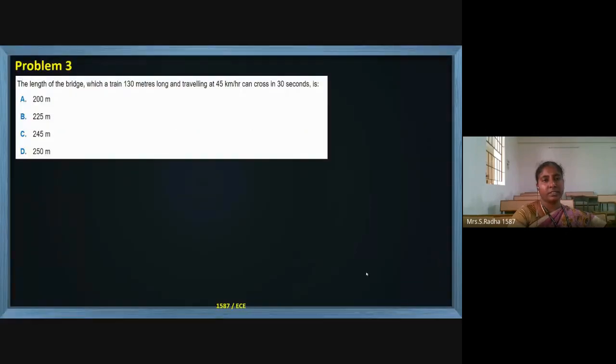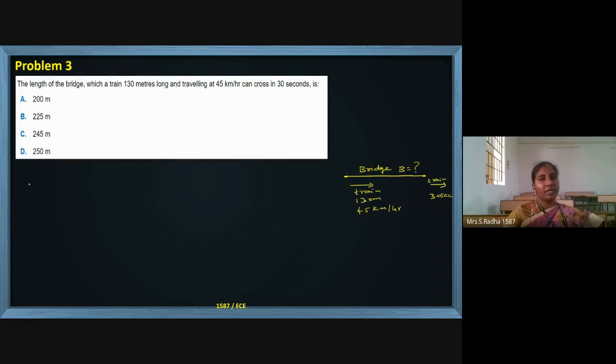The length of the bridge, which a train 130-meter long and traveling at 45 kilometer per hour can cross in 30 seconds is. So there is a bridge, and let the length be B. We have to find the length of the bridge, and a train 130 meters long is traveling with a speed of 45 kilometer per hour, and it is crossing the bridge in 30 seconds time.